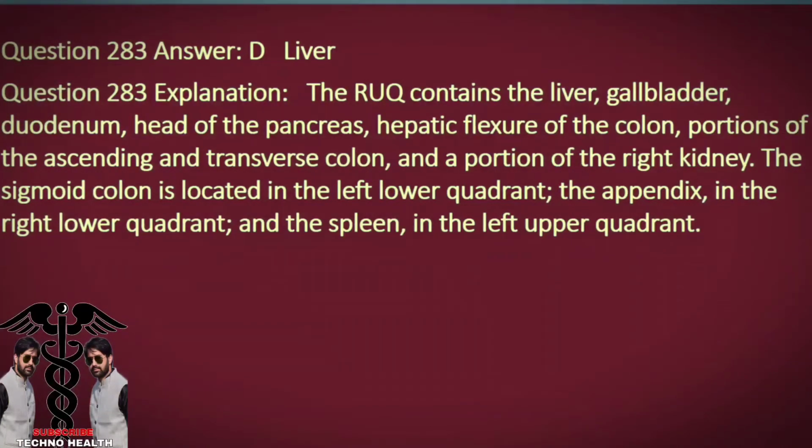Question 283. Explanation: The RUQ contains the liver, gallbladder, duodenum, head of the pancreas, hepatic flexure of the colon, portions of the ascending and transverse colon, and a portion of the right kidney. The sigmoid colon is located in the left lower quadrant, the appendix in the right lower quadrant, and the spleen in the left upper quadrant.